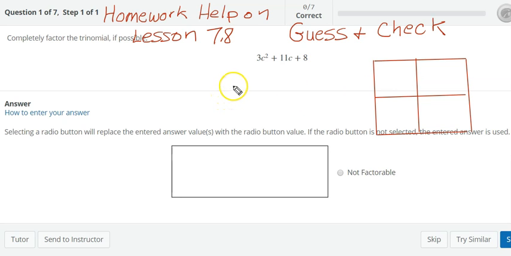Now, in this lesson on 7.8, we're going to factor a trinomial. And since, again, the standard form is ax squared plus bx plus c, since our a term now is a 3, we have to think of other possibilities than just a c and the c in that first place.